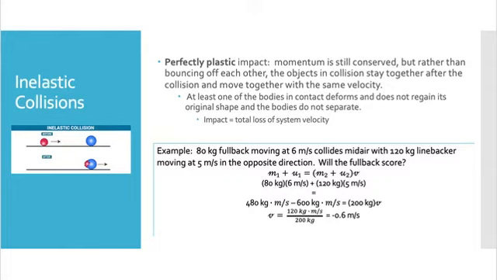Not all collisions are perfectly elastic collisions. The opposite of a perfectly elastic collision is a perfectly inelastic, or what we also sometimes refer to as a plastic collision. In a perfectly plastic collision, momentum is still conserved, but rather than bouncing off of each other, the objects in the collision stay together after the collision and move together with the same velocity.